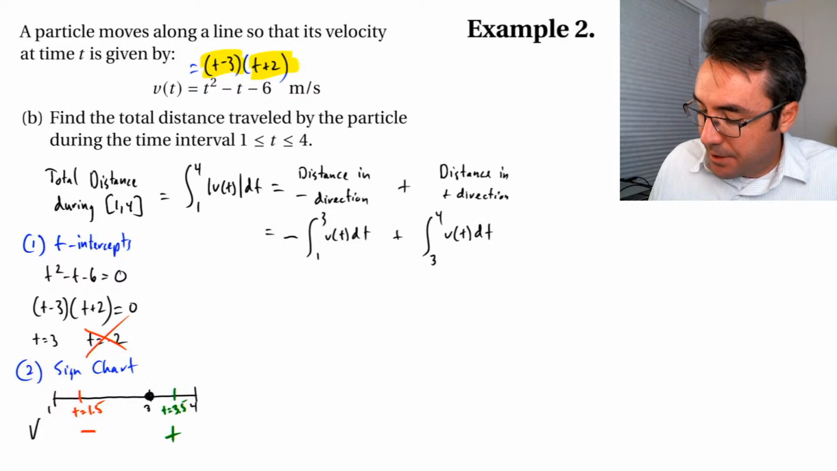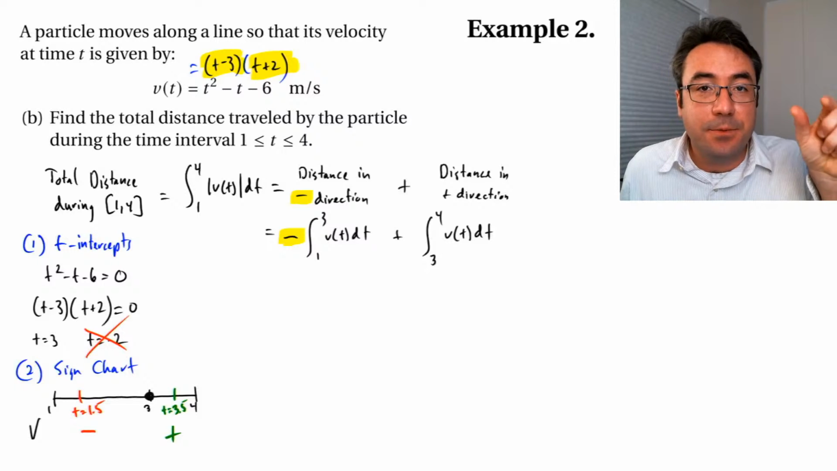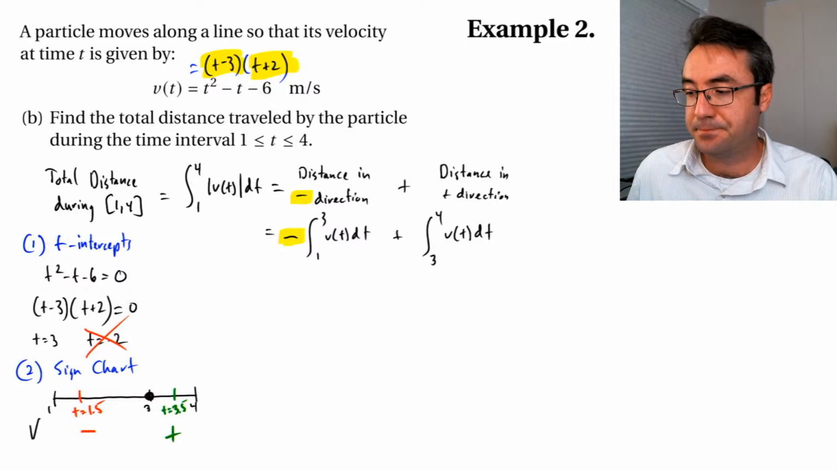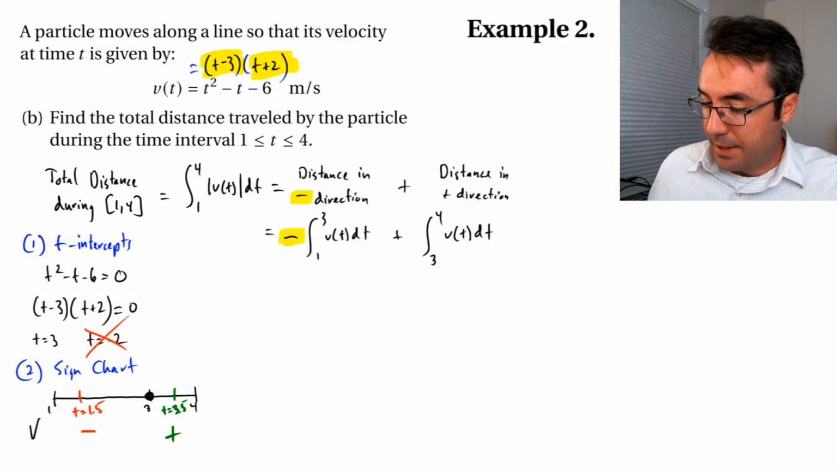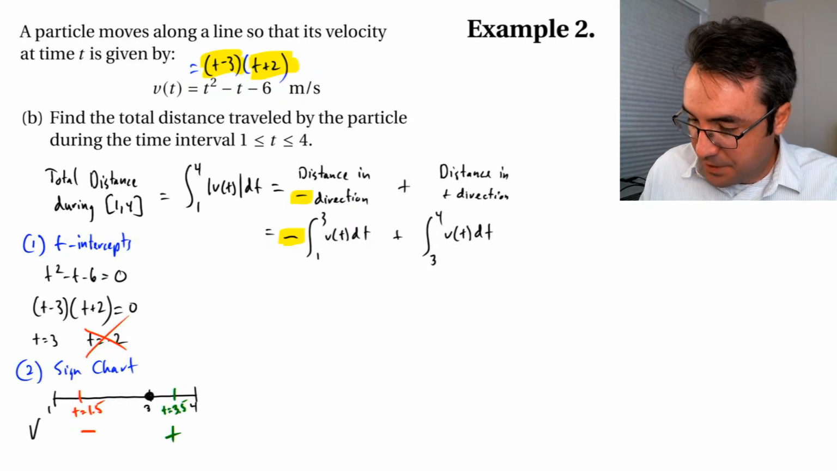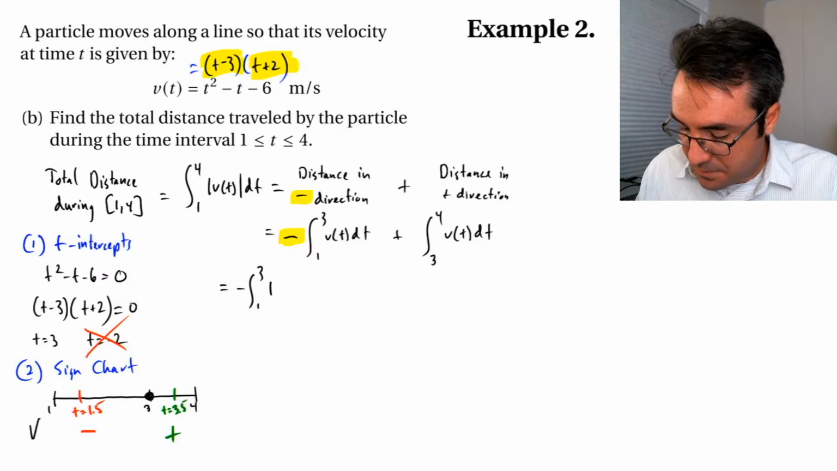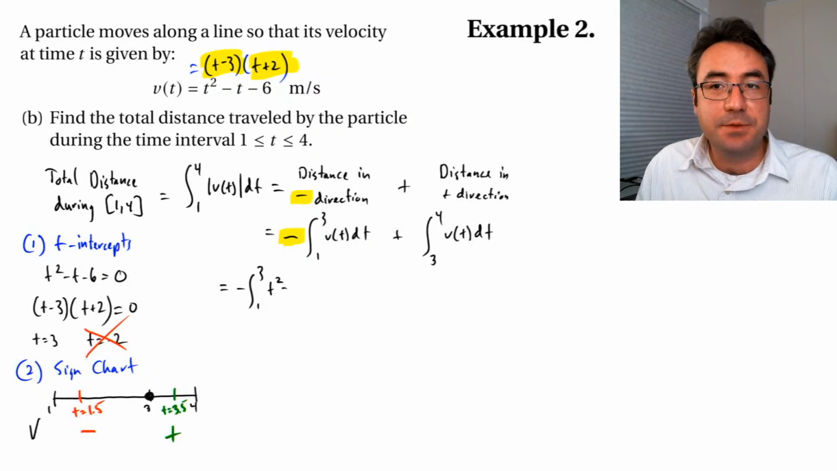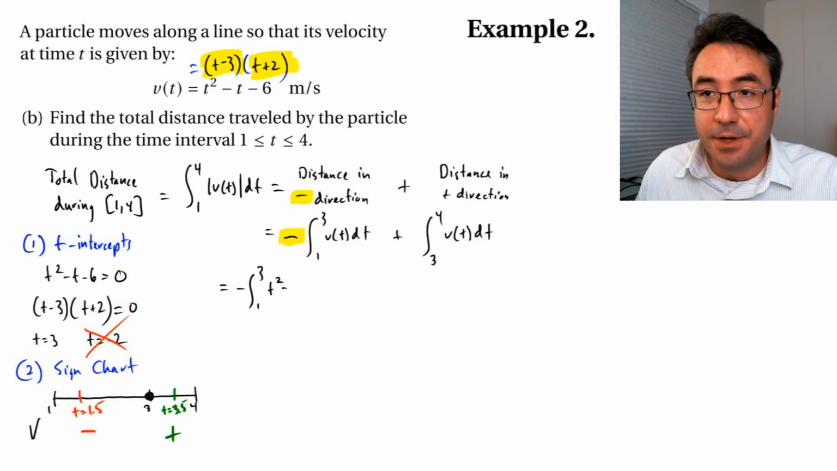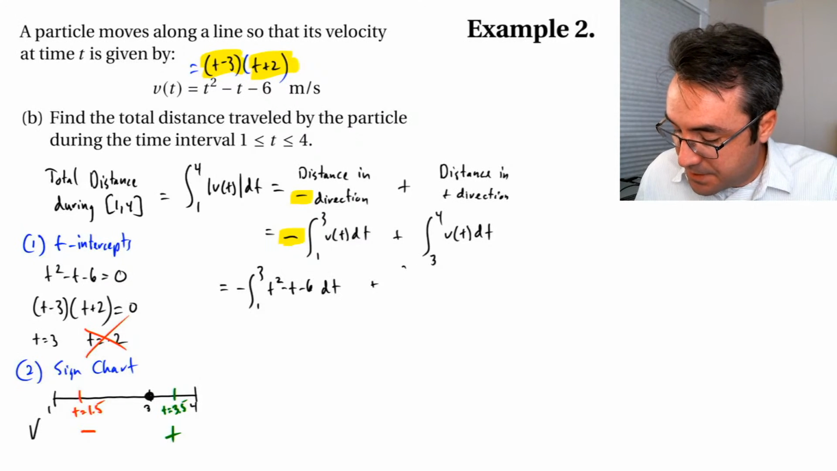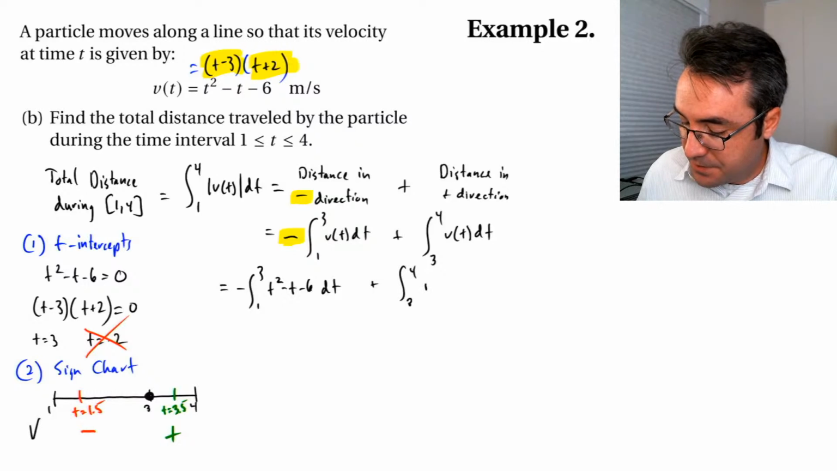So the only adjustment here is when we're traveling in the negative direction, to get the distance, we have to negate that definite integral. All right. So now let's just fill in the pieces. So this first part becomes the integral from 1 to 3 of t squared minus t minus 6 dt. The second part becomes the integral from 3 to 4 of t squared minus t minus 6 dt.